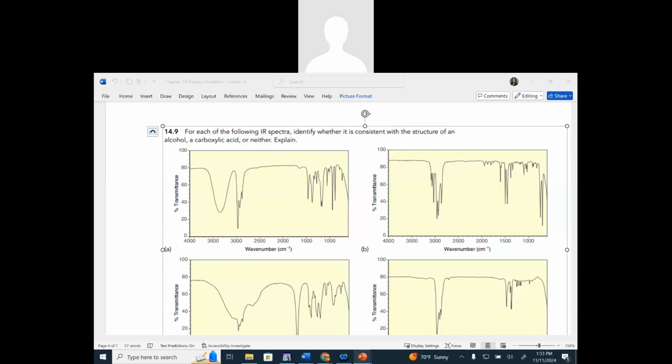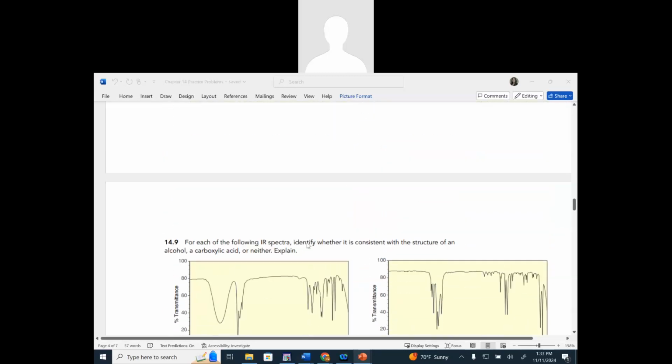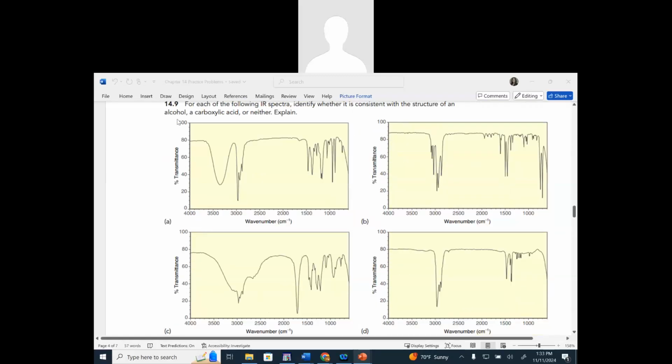For problem 9 in chapter 14, we're asked to take a look at these 6 spectra shown here, so A through F, and then identify whether or not it will be consistent with the structure of an alcohol, carboxylic acid, or neither. And then we're asked to give a brief explanation for each.